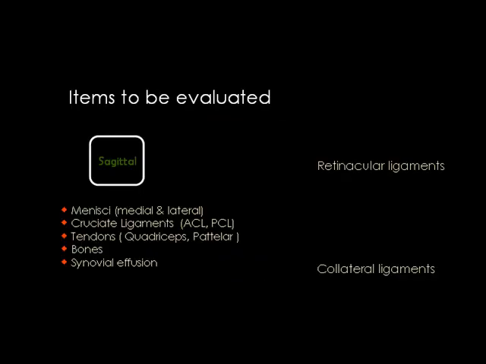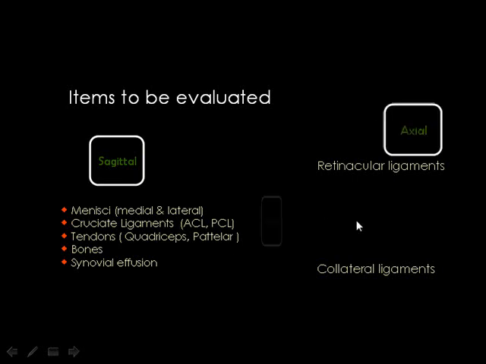Then in order to look at the knee, you should ask yourself, what are the items that can be evaluated? And you know that you have meniscus, the medial and lateral, cruciate ligaments, anterior and posterior, tendons like the quadriceps and the patellar tendon, and bones and the synovial effusion. All these structures are assessed in the sagittal images.